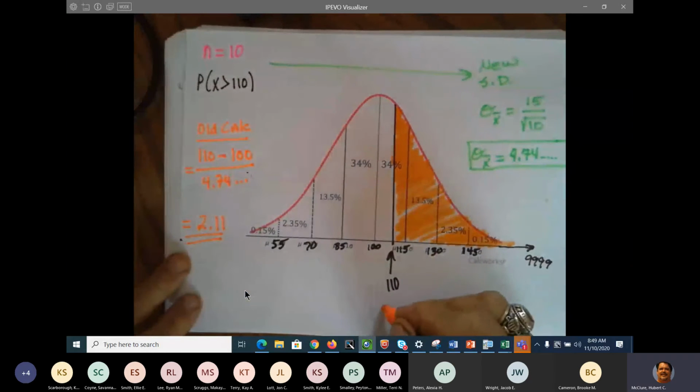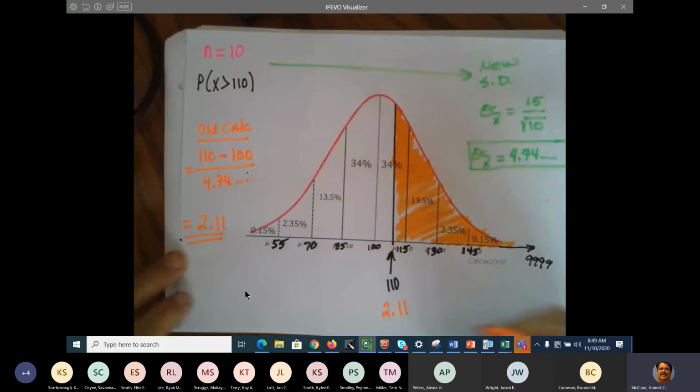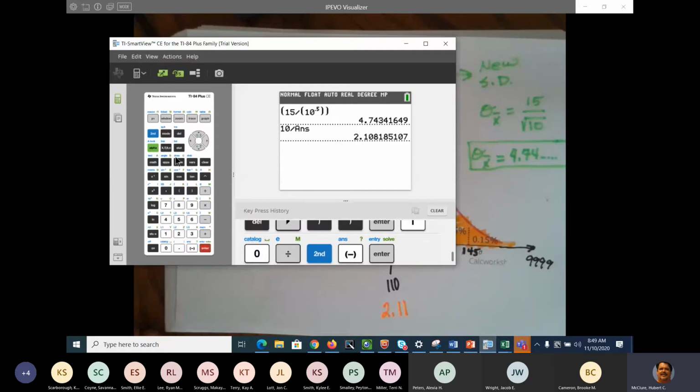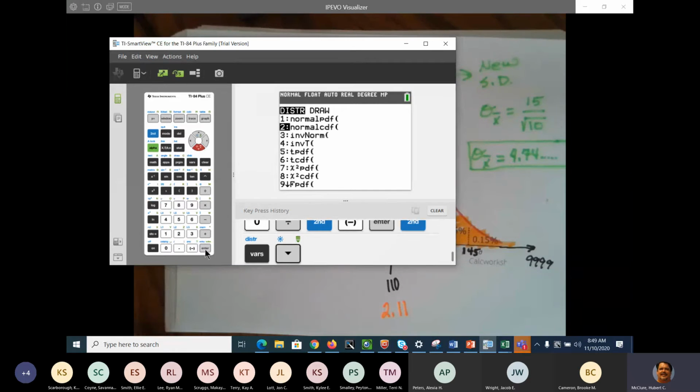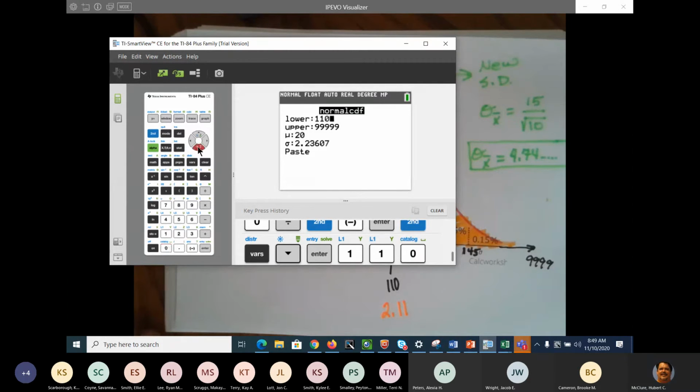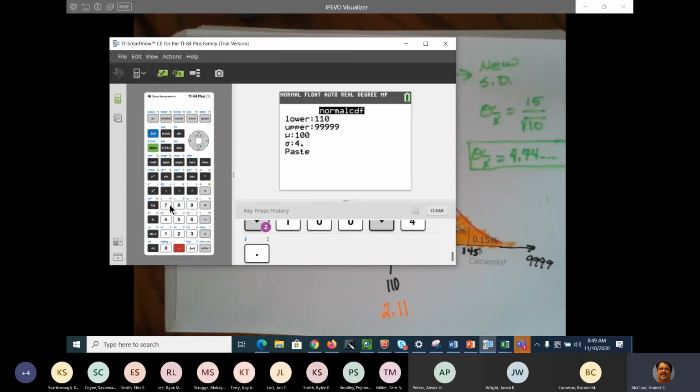So if you've got an older calculator, you're going to go from 2.11 to 9999. If you've got a newer calculator, you're going to do it like this. Second, large, normal CDF. And I'm just going to type in 110 and 9999 and 100. And my new standard deviation is 4.74. Did somebody write the rest of it out?